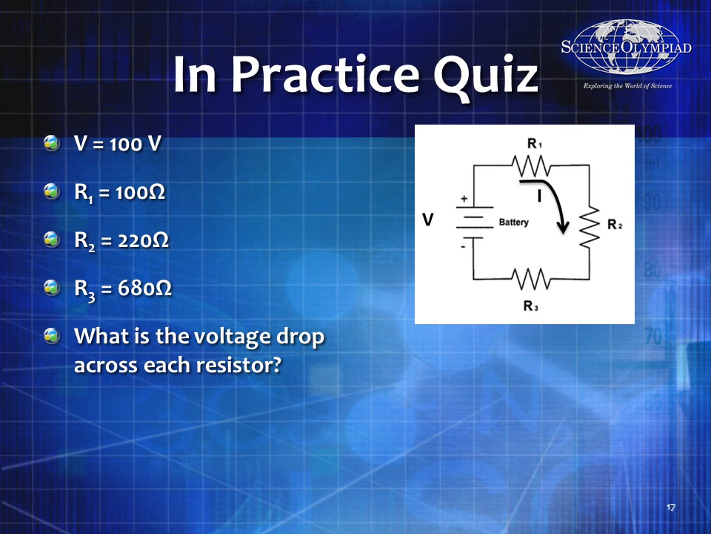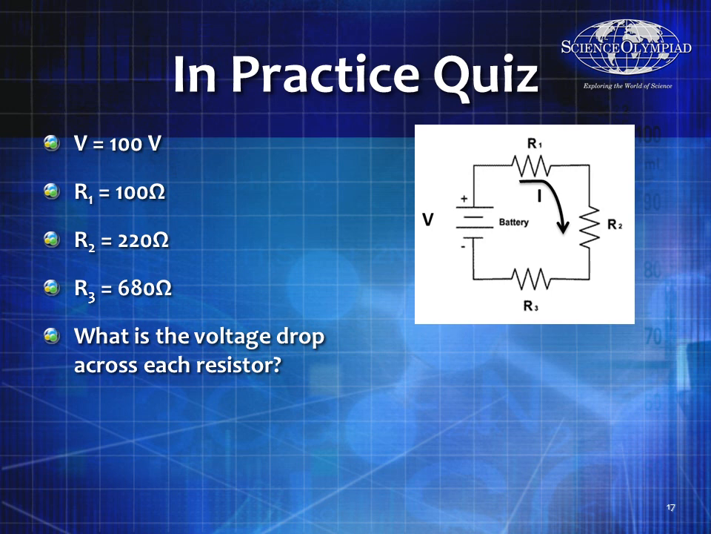Okay, another in practice quiz. We have a series circuit, which is a voltage divider. We have 100 volts, and R1 is equal to 100, R2 is equal to 220, R3 is equal to 680. Now, what you'll notice here is that if I added all of those up together, it's going to equal about 1,000 kiloohms. Okay, so that's my R equivalent.